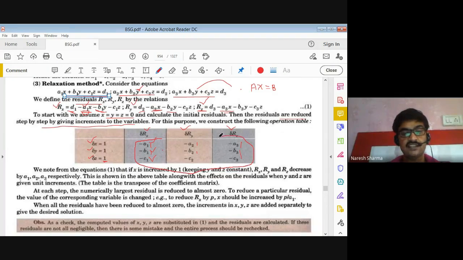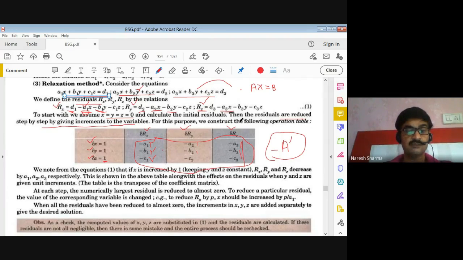How we write this? You just write here A transpose with your minus sign. If you see here, the first row of A is your A1, B1, C1. So convert this first row into a first column, that is A1, B1, C1, and also change the sign because it is multiplied with minus. The second row of A is A2, B2, C2. So it should be the second column A2, B2, C2 with minus sign. Similarly this one. So this table is called the operational table. So you can do this, right?